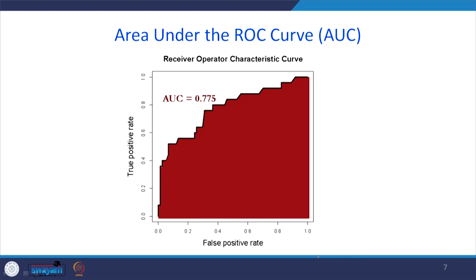Next, there is one more term to explain the quality of a regression model, that is area under curve, AUC. That is nothing but the area under the ROC curve, called AUC. For example, here AUC is 0.775, this portion in red color. All other things are the same: the true positive rate and false positive rate.